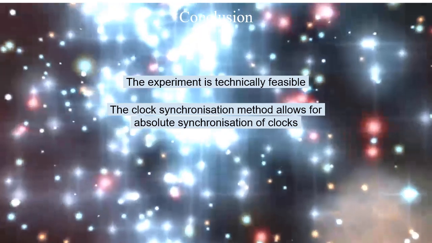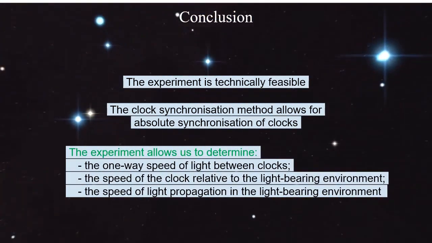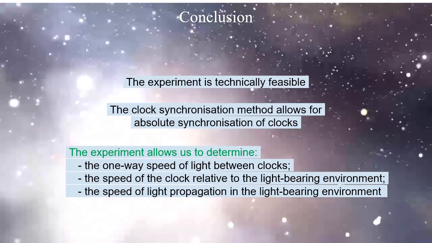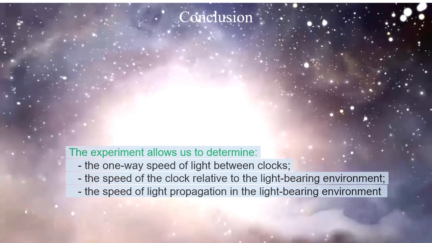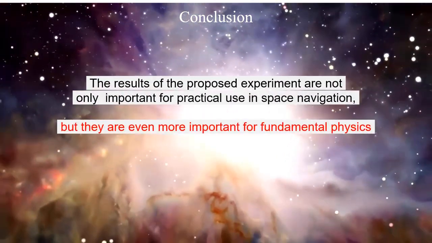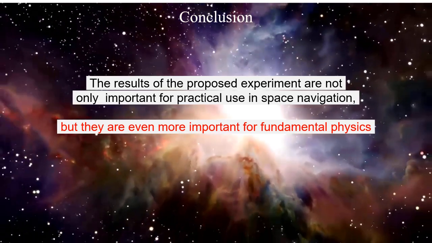According to the results of the proposed experiment, it is possible to determine the following: the unilateral speed of light in both one and opposite directions, the speed of the clock relative to the light-bearing environment, and the speed of light propagation in the light-bearing environment. The results of the proposed experiment are important not only for practical use in space navigation, but they are even more important for fundamental physics.